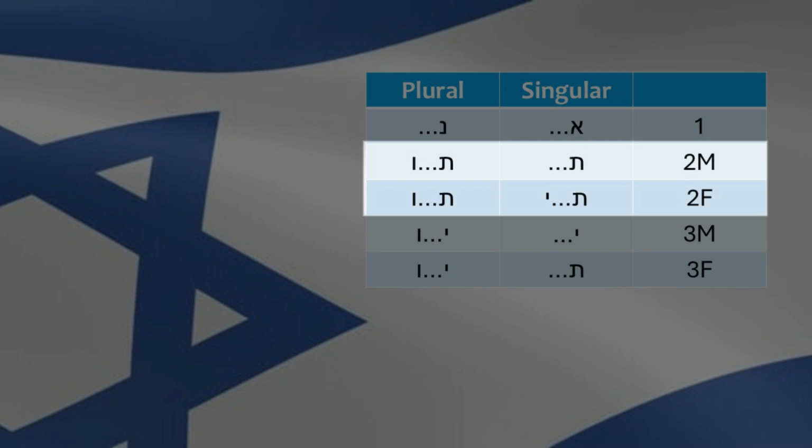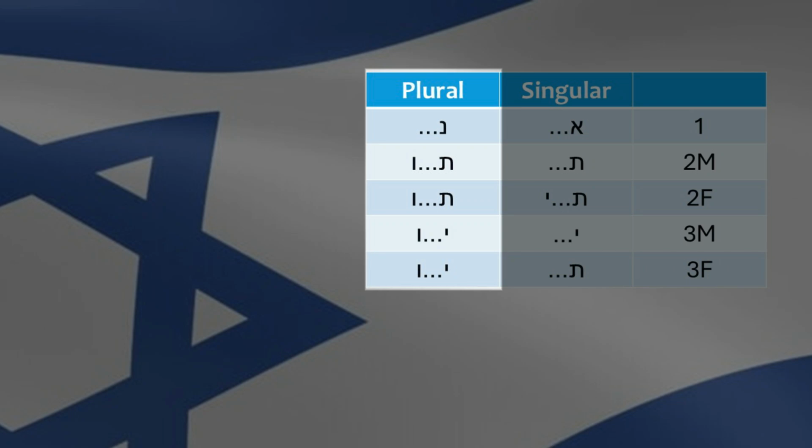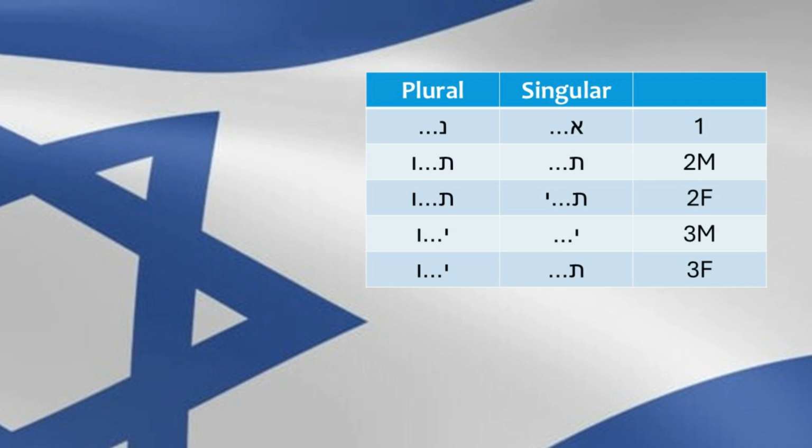Second person always has a taf prefix. Third person has a yod prefix, except for he, which is just weird. Plural always gets the vav suffix, except for anachnu, which kind of makes sense. The second and third person plural need the vav suffix to distinguish them from the singular. But anachnu doesn't need it because it has a nun prefix and ani has the aleph prefix.